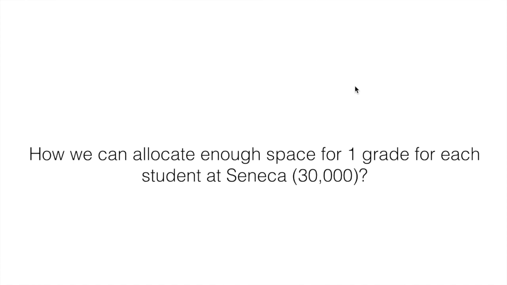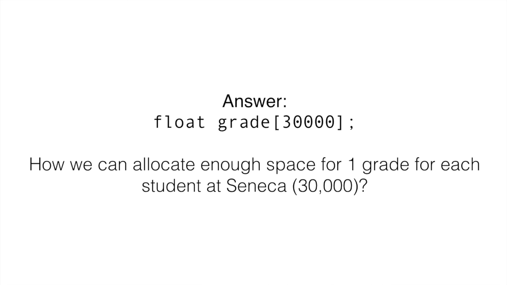So here's a pop quiz for you. How could we allocate enough space so that we can store one grade for each of the students at Seneca? There's about 30,000 students at Seneca. So a long story short, if we want to save 30,000 grades, how could we do that? Pause the video if you want for a minute to think. Ready? Here's what we could write. We could simply change that 6 inside the square braces here to be 30,000 if we wanted to store 30,000 grades instead of 6.